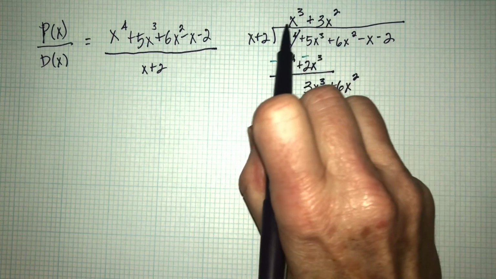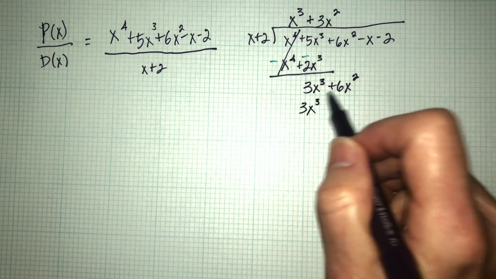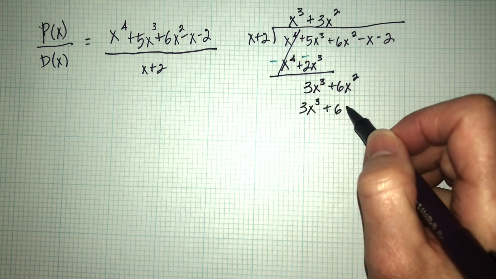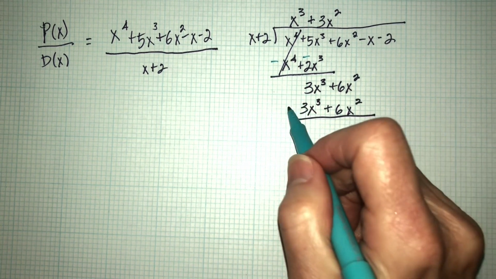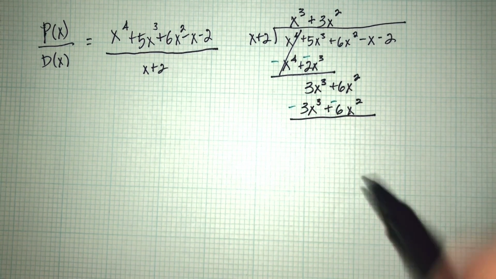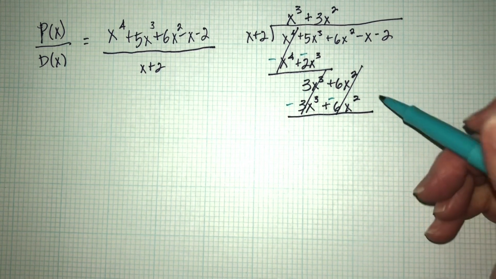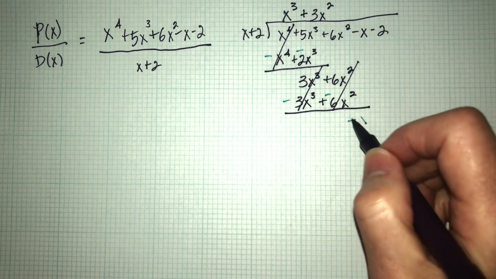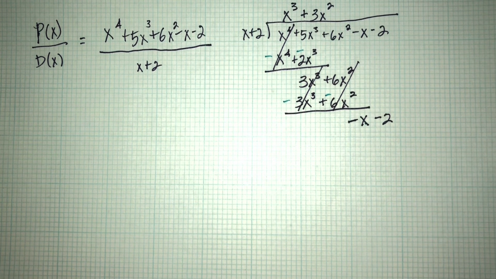So now I multiply this way. 3x squared times x gives me 3x cubed, and 3x squared times 2 gives me plus 6x squared. Ready to subtract. Now I'm going to change the signs and add. Now in this case, both these cancel out. All right, so I bring down the next term and the next term after that.